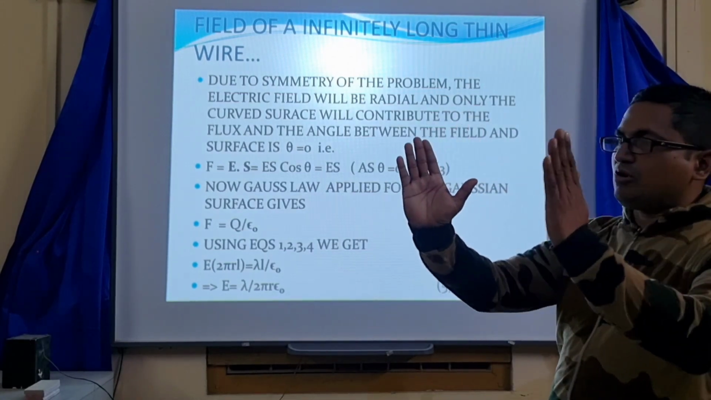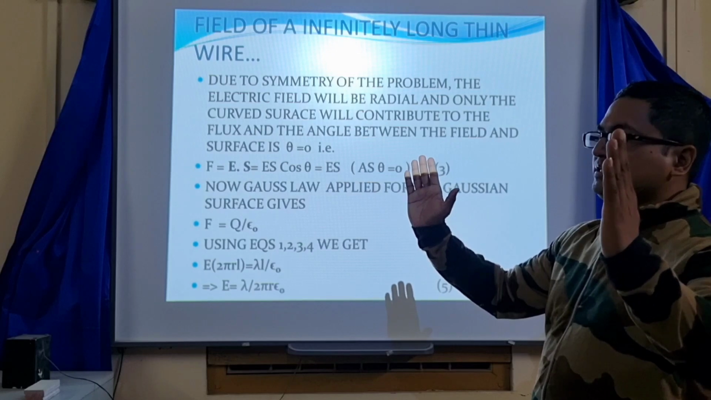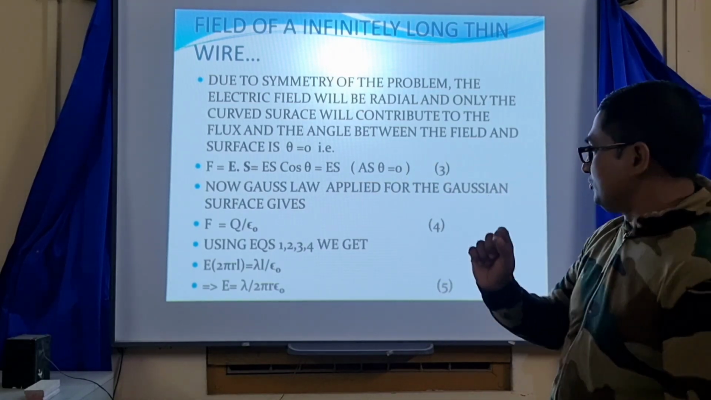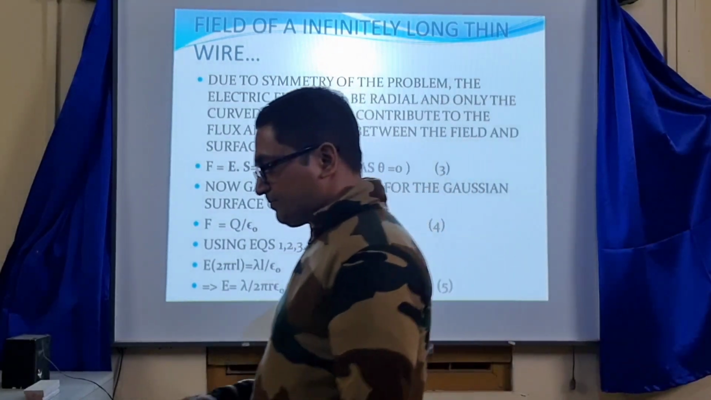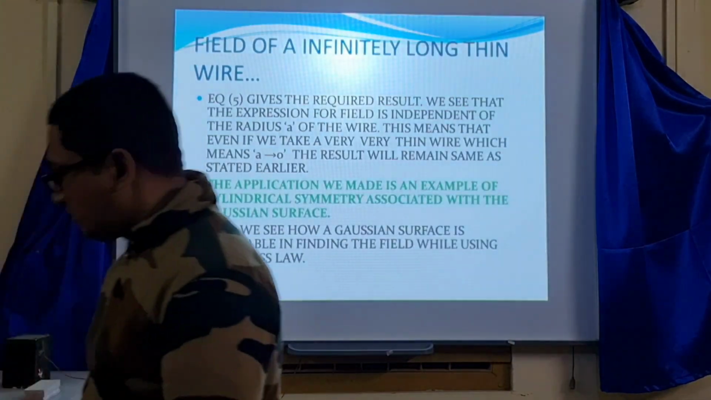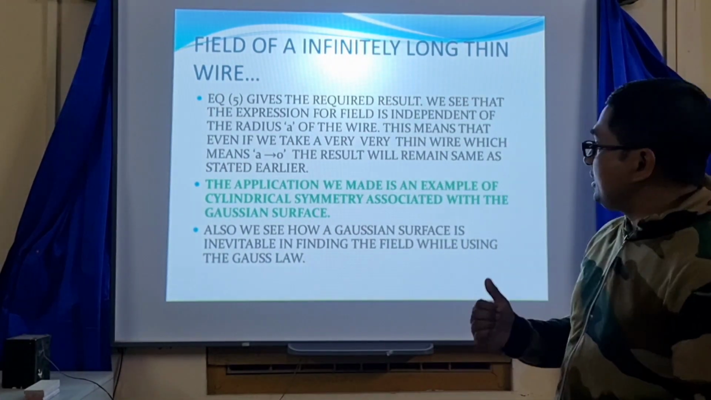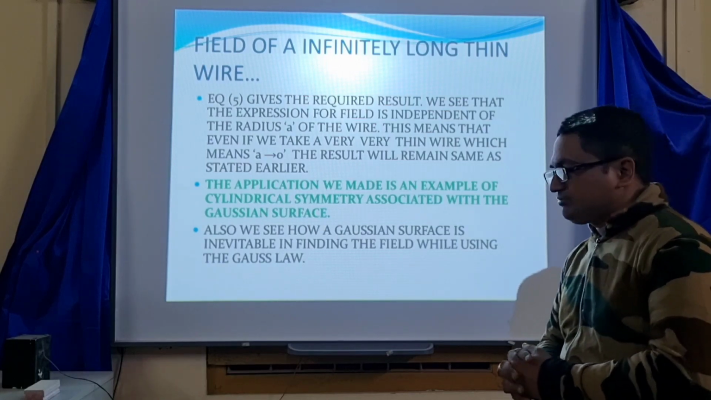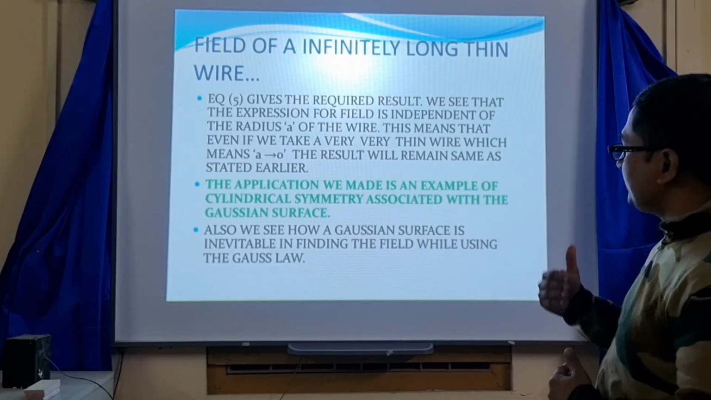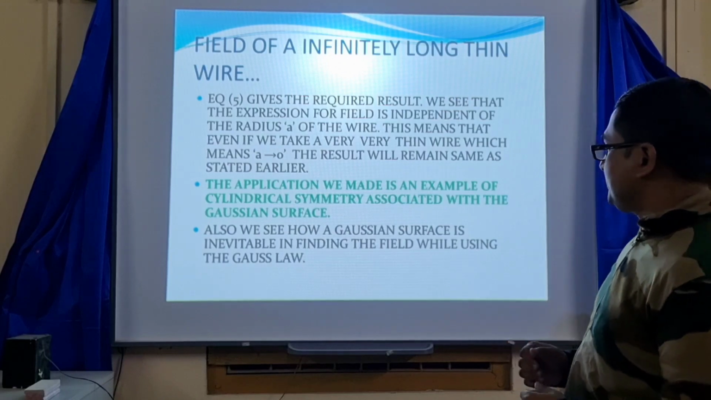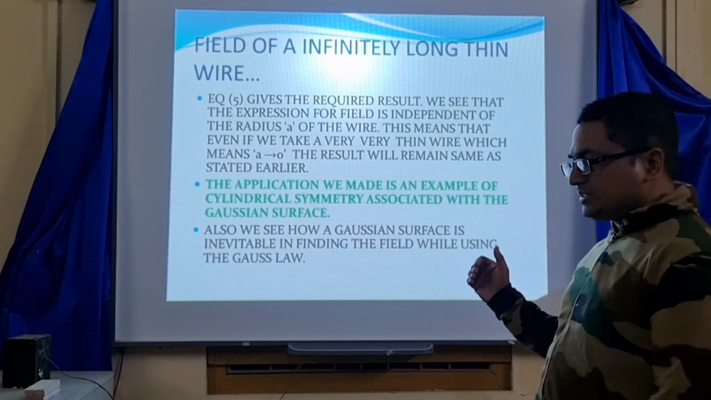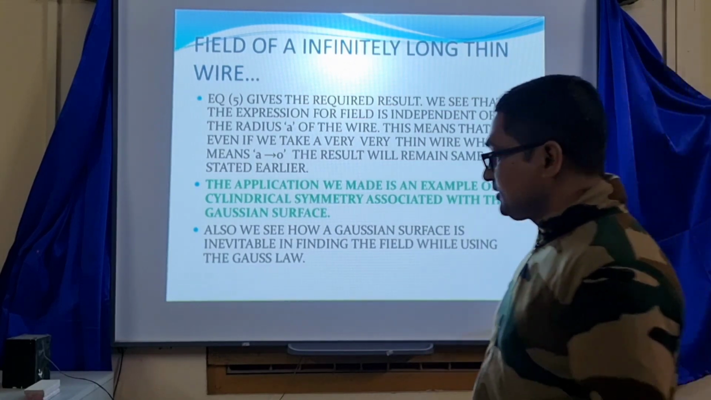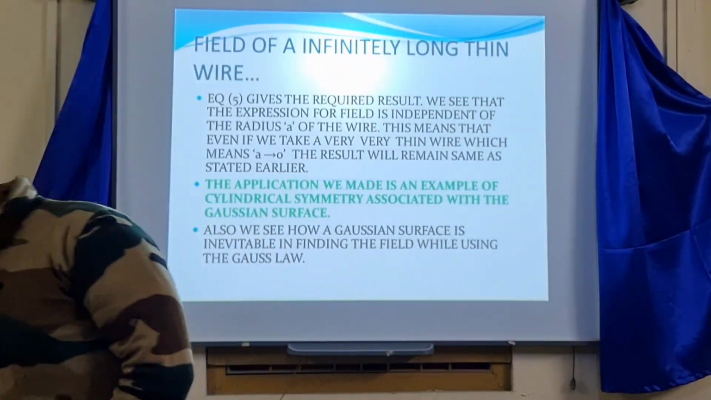And if you take a very long, very thick cylinder, the result will be the same, or a very thin wire, that means the radius is almost 0, then in that case also the result will be the same. So the electric field, whether it is a cylinder or a very thin wire, will be the same. So this is an example of applying Gauss Law with cylindrical symmetry. And we also find that the Gaussian surface is very important while finding the electric field.